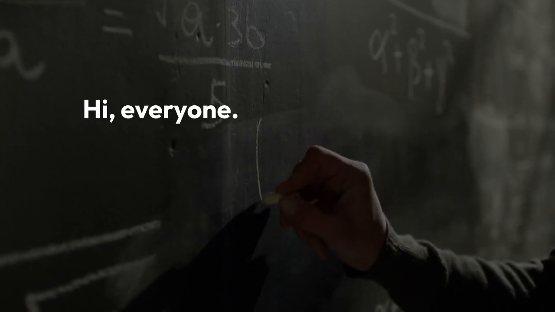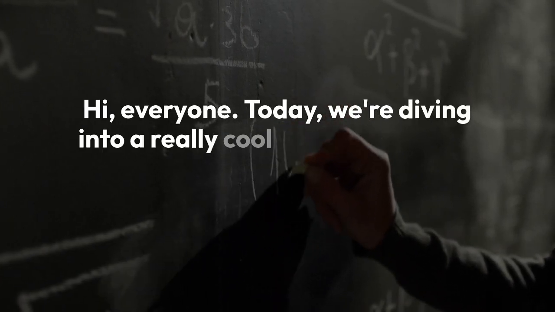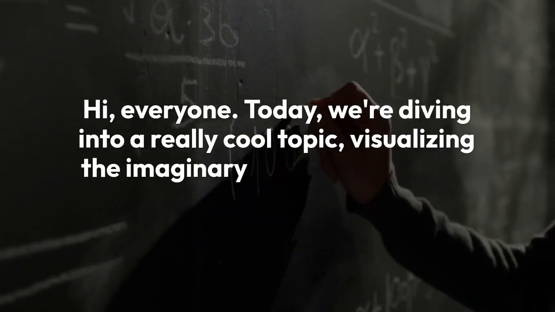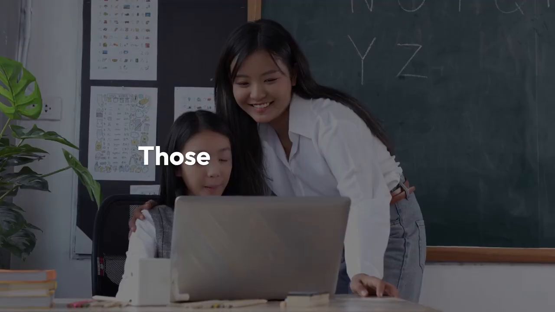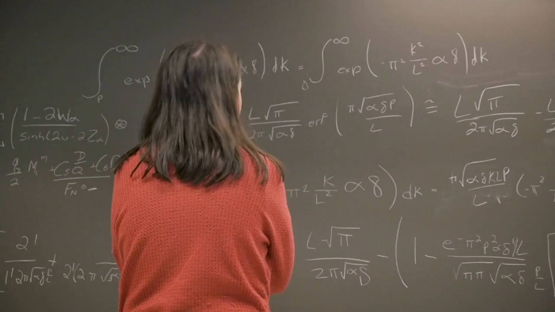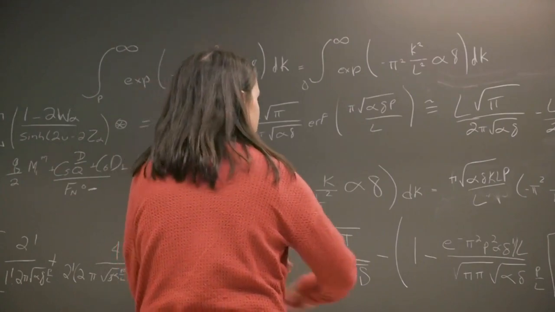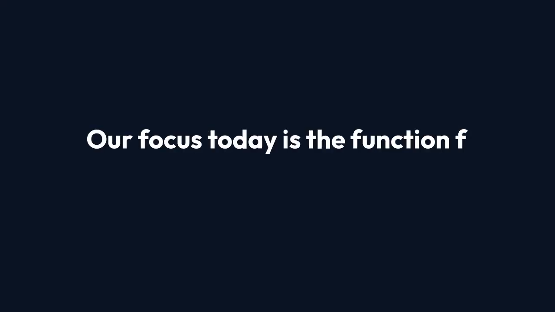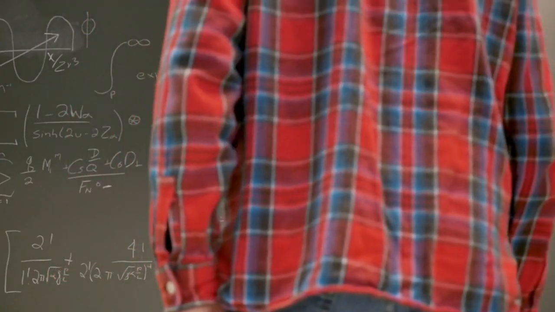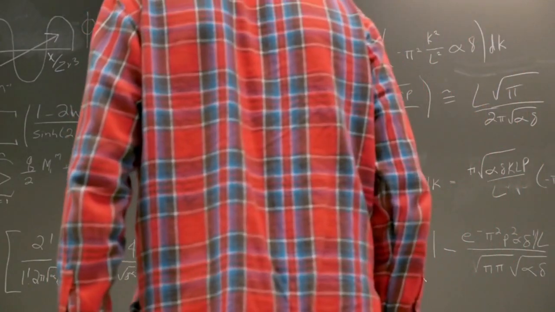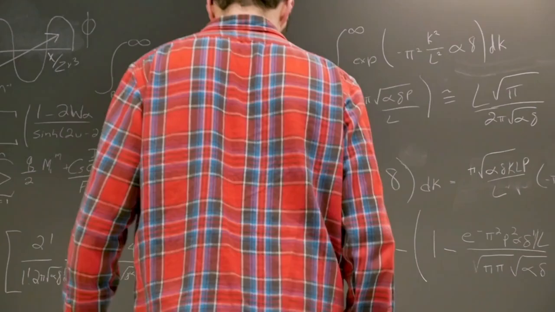Hi everyone. Today, we're diving into a really cool topic, visualizing the imaginary roots of a function using Mathematica. We often think about where a function crosses the x-axis, those are its real roots, but what about roots that involve imaginary numbers? Our focus today is the function f(x) = cos(x) cosh²(x). This function looks quite innocent, but it hides a fascinating set of imaginary roots that we're going to uncover and visualize.